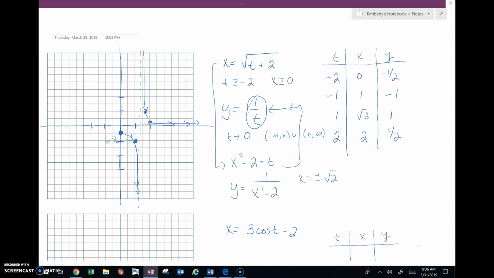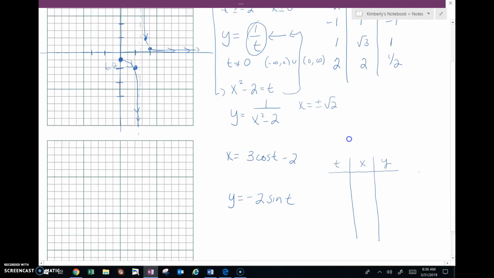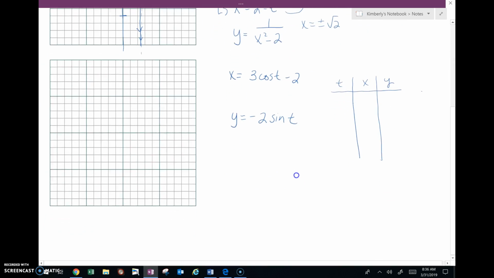So there's your trig graph, and I think you'll find that that one again is a little bit more difficult than the ones you have to do. Okay? All right, actually the trig graph is easier.